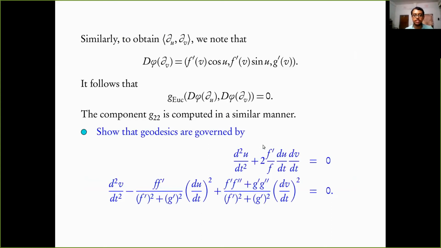The first equation is this, correct? And this is evidently true because u is constant. So du/dt is 0, d²u/dt² is also 0. So both these terms are 0. So the first equation for a meridian is automatically true. The only thing that you have to check is that this is true.